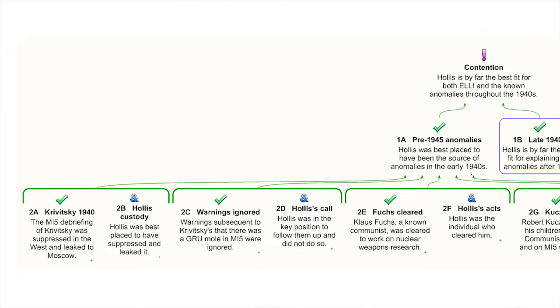I won't pause now to argue the toss. I simply want to register a series of these anomalies one after another and to lodge in your memories and imaginations that the reason why suspicion keeps coming back to Hollis is because of his presence in one after another of these, which has never been satisfactorily explained or dealt with. That was simply the first. The second is that there were warnings subsequent to Krivitsky's that there was a GRU mole in MI5, and these were ignored. And it just so happens that the key person who should have responded, who indeed did respond to those allegations, and who ignored those allegations or urged that they be disregarded, was Roger Hollis.